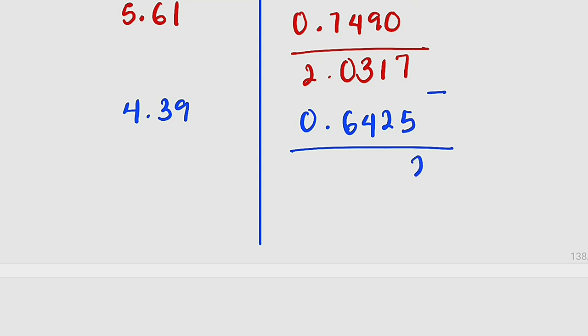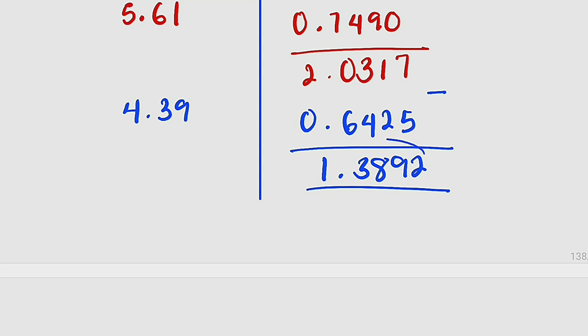7 minus 5 is 2. We have 1 here minus 2. You have to borrow 1 to become 11. And 11 minus 2 is 9. Here we have 2 left, right? So you have to borrow 1 from here. You bring it here, it becomes 10. You borrow 1 from 10, it becomes 9. You bring it to 2, it becomes 12. And 12 minus 4 is 8. We have 9 here left. Minus 6 is 3. We have 1 here left. Minus 0 is still 1. So this is what we have.